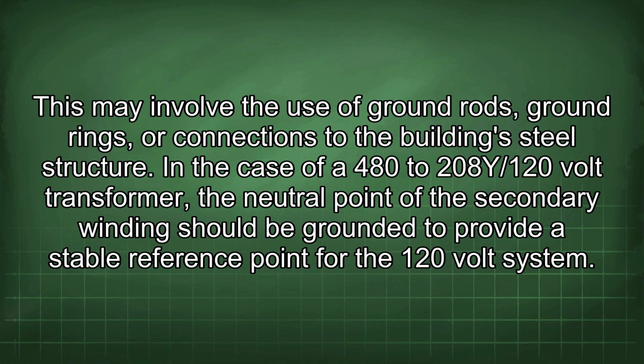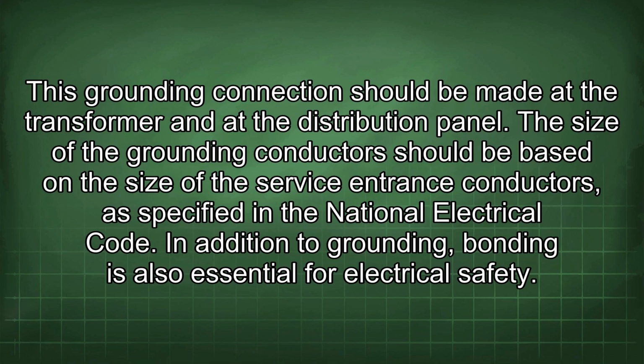In the case of a 480 to 208Y/120 volt transformer, the neutral point of the secondary winding should be grounded to provide a stable reference point for the 120 volt system. This grounding connection should be made at the transformer and at the distribution panel. The size of the grounding conductors should be based on the size of the service entrance conductors, as specified in the National Electrical Code. In addition to grounding, bonding is also essential for electrical safety.